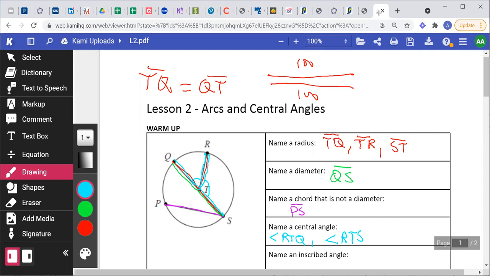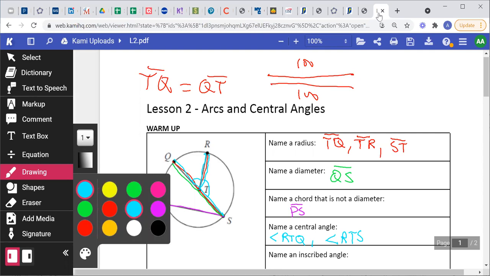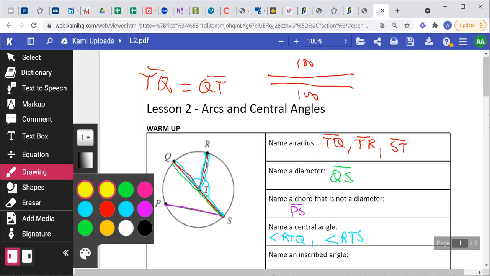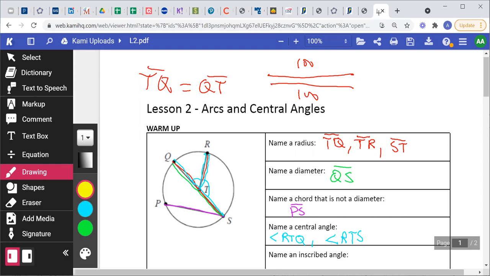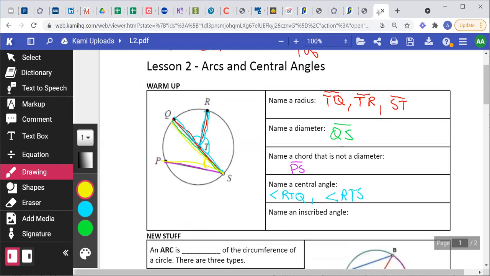This is going to be angle RTS. And name an inscribed angle. An inscribed angle is an angle where the vertex is on the circle. So here, if I join this chord, also the diameter, to this chord, I have this angle here, and the vertex is at S. So that's an inscribed angle. So it's going to be angle Q, S, P.